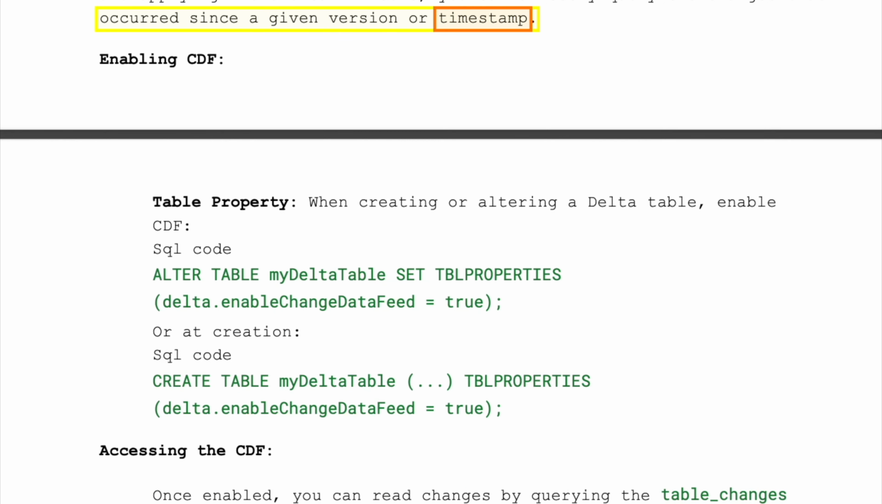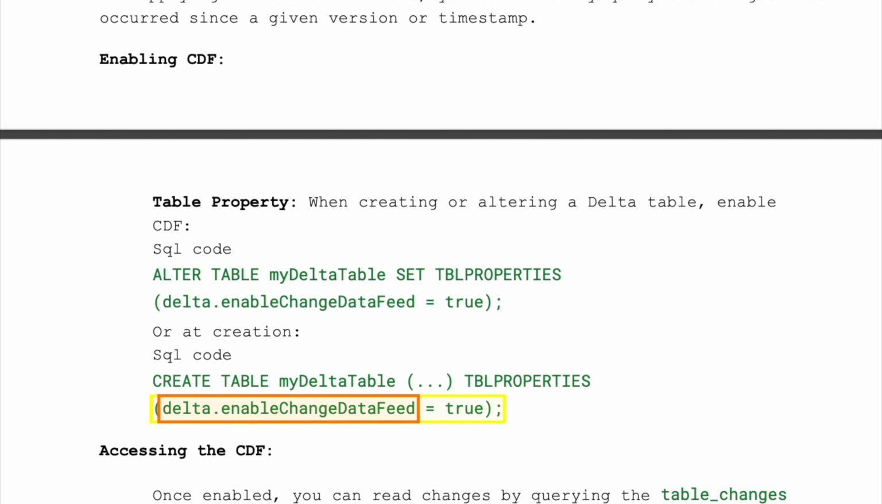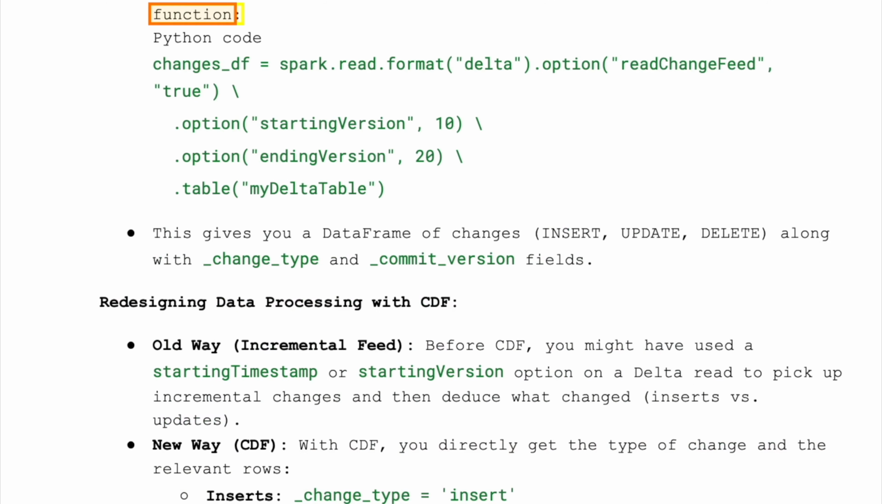Enabling CDF table property: when creating or altering a Delta table, enable CDF. SQL code: ALTER TABLE my_delta_table SET TBLPROPERTIES (delta.enableChangeDataFeed = true). Or at creation, SQL code: CREATE TABLE my_delta_table TBLPROPERTIES (delta.enableChangeDataFeed = true). Accessing the CDF: once enabled, you can read changes by querying the table_changes function.